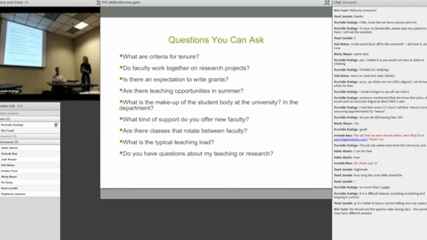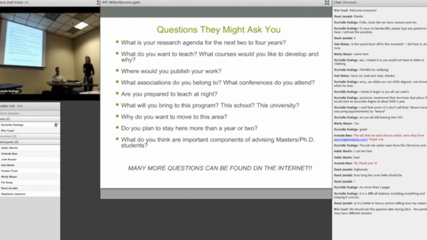And then potential questions that they might ask you. What is your research agenda for the next 2 to 4 years? What do you want to teach? Where would you publish your work? You should also, on your cheat sheet, have a list of journals that are part of your field, so you can quickly throw out the names of journals. What associations do you belong to?